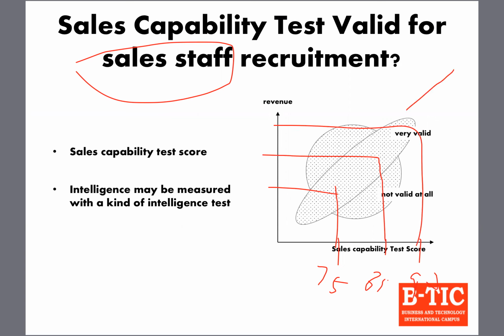If you see a pattern like this, you can say the test is valid. If you don't see a pattern like this, the test is not valid. Okay, so you have to change your test.